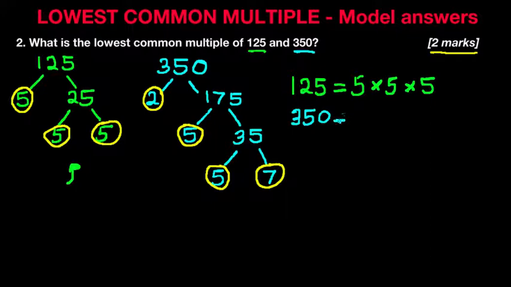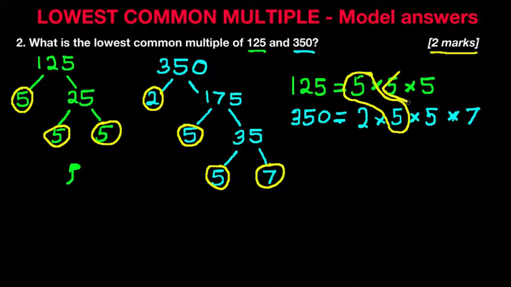350 equals 2 times 5 times 5 times 7. Now the next step, as you will know, is to work out the highest common factor. So which numbers match on the top line and the bottom line? So we have a 5 here, and we're going to match it with a 5 over here. We have another 5 here, which we're going to match with a 5 over here.